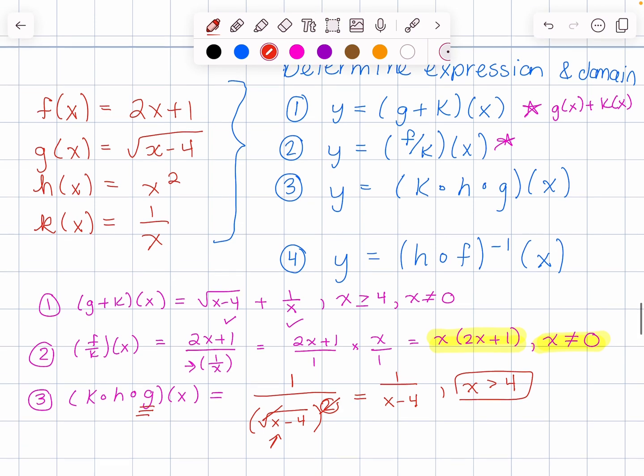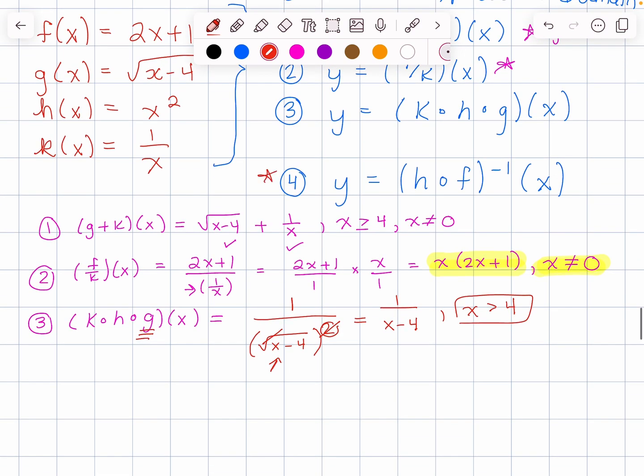Okay, last one. There was a question like this on your last quiz. And one of the errors that was really, really common was that people found the inverse of h and the inverse of f separately. And then they tried to put it together. No. This is saying inverse this whole function. So first thing we need to do is figure out what is h of f before we inverse it.